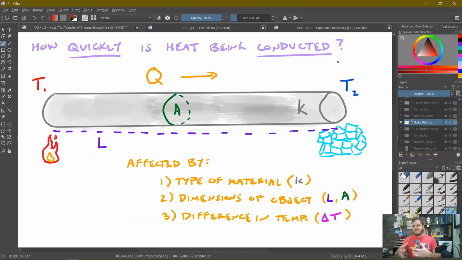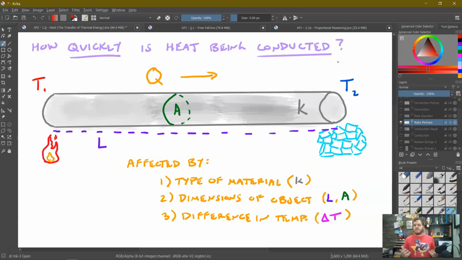Well, how quickly is heat conducted through a solid object? It depends on a variety of factors. First off, it depends on what type of material we have. If you have something like metal, it's going to conduct heat way more quickly than if you have something like wood, because metal is a much better thermal conductor. And we'll talk more about how we know that in a second.